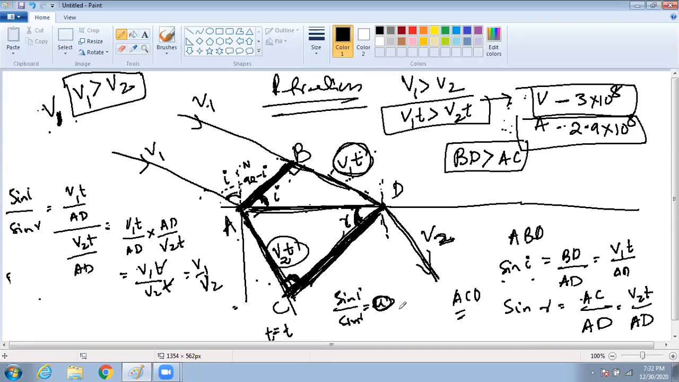Sin I by sin R is a constant, and that constant is called mu, the refractive index. The definition of refractive index is the velocity of light in the first medium by the velocity in the second medium. Clear? So sin I by sin R equal to V1 by V2 is equal to a constant, and this constant is mu. Hence proved. Clear? Yes, sir.